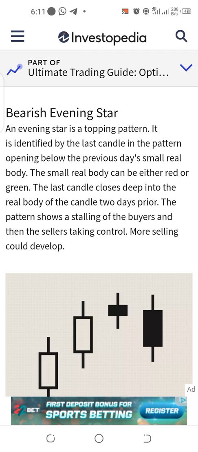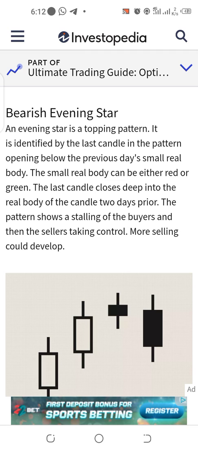Opening below the previous day's small body. The small body can be either red or green, it doesn't matter. That means it can be black or white. The last candle closes deep into the real body of the candle 2 days prior. I don't know if you understand that statement. Okay, I will explain. Let me finish the reading.